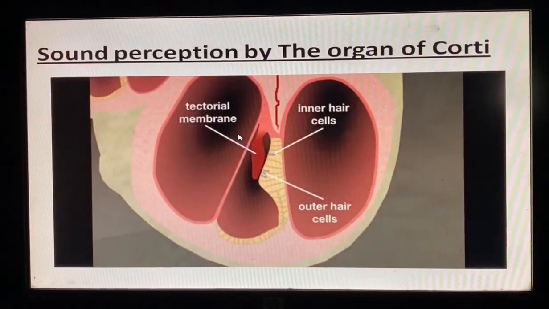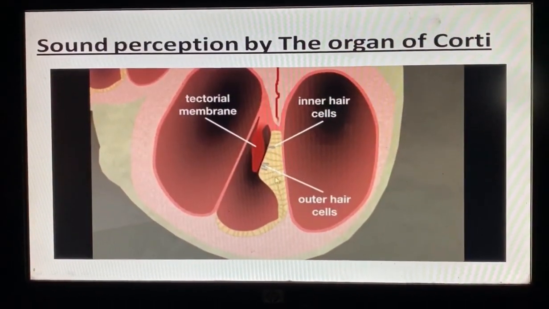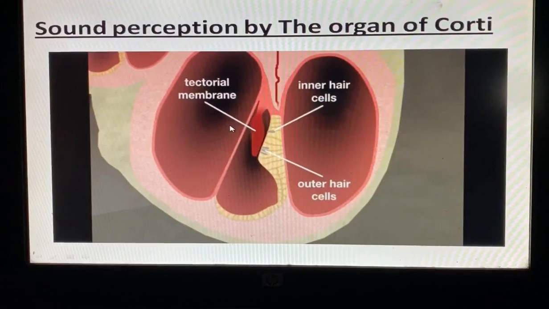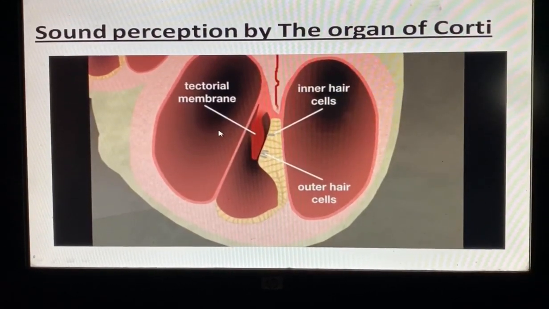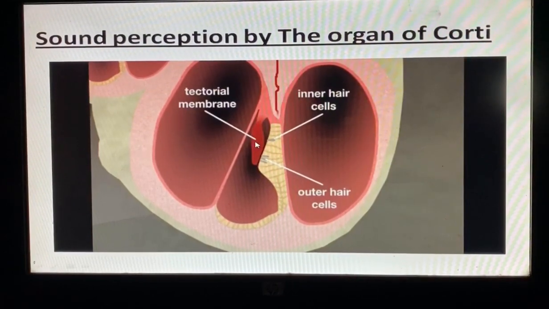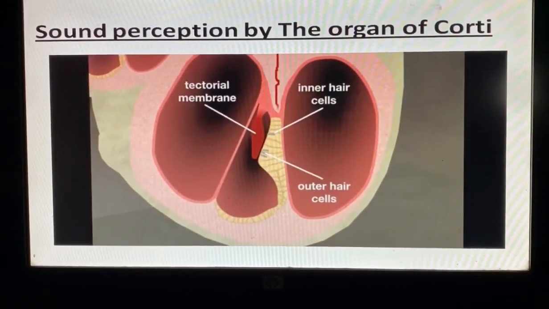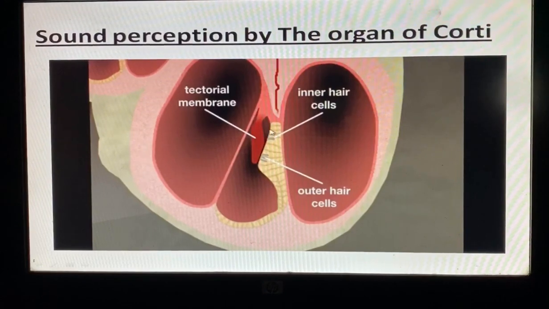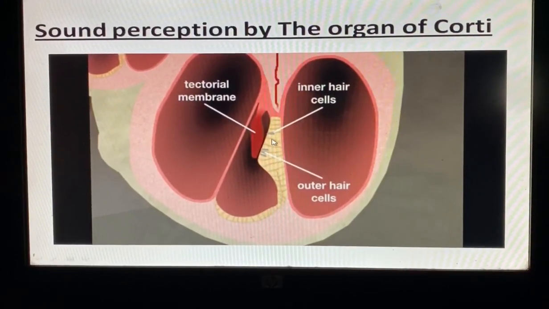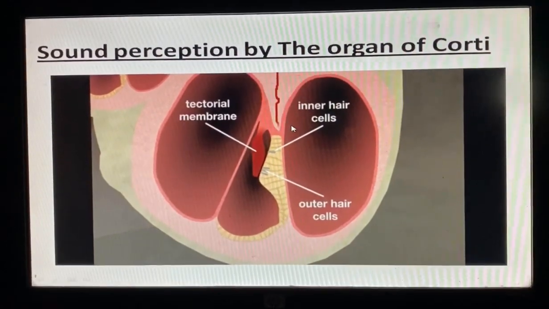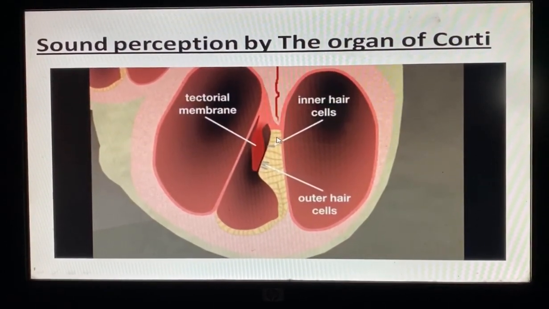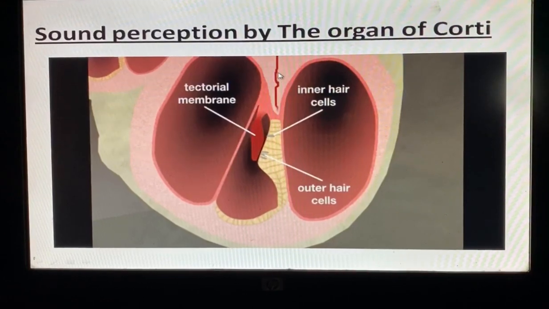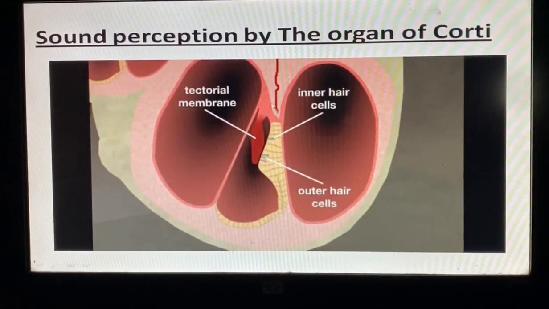Let's go next. The sound perception by the organ of Corti. At first, pressure is created over the tectorial membrane, which is connected to the front portion of the cilia of the sensory hair cells inside the organ of Corti, and it creates a special kind of signal which as a result changes the charged condition of the neurotransmitters such as calcium ions, sodium ions, etc.